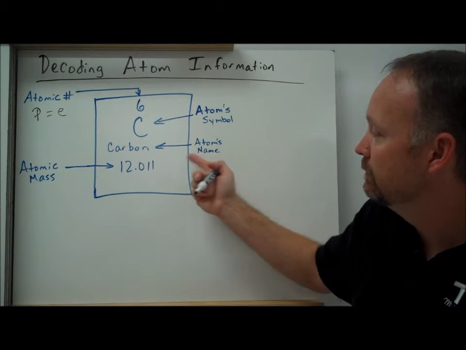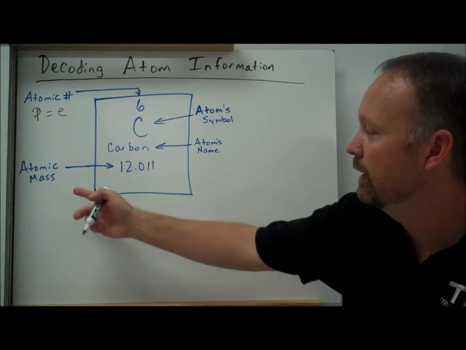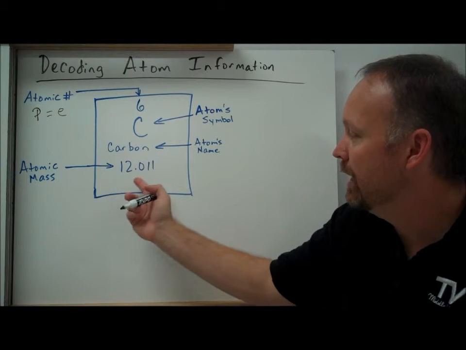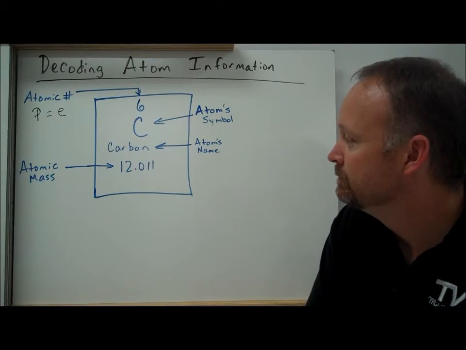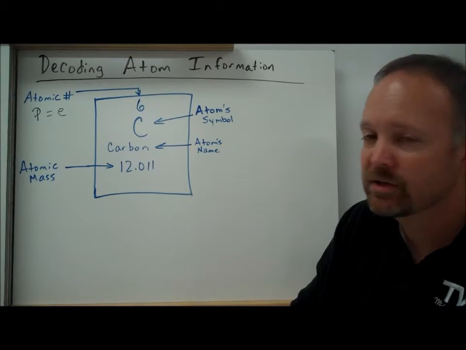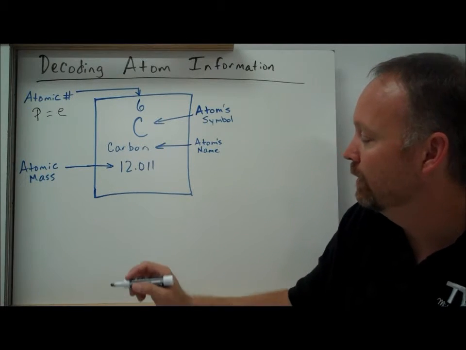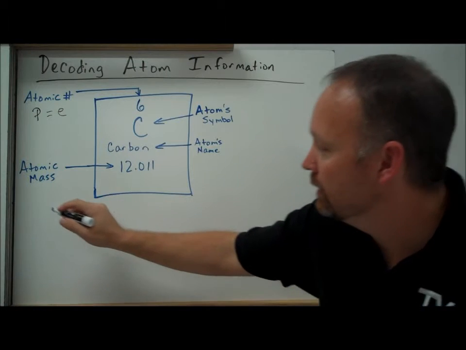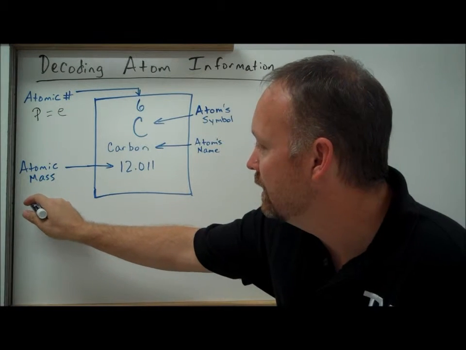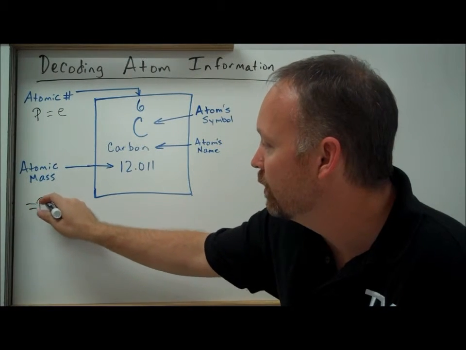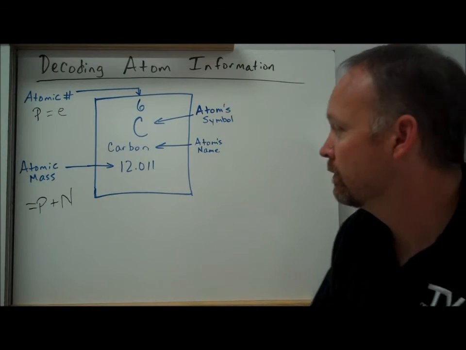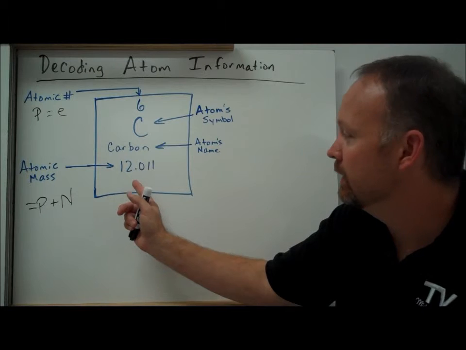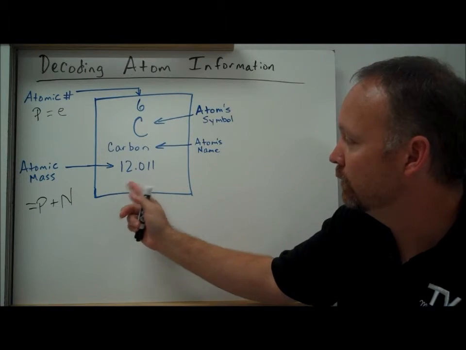You have the name of the atom, which is carbon, and you have the atomic mass. The atomic mass is 12.011 for carbon. And so that means it's going to have an average mass of about 12. We usually round that when we talk about it. So the atomic mass is going to equal the number of protons plus the number of neutrons. So our atomic mass is 12 here, 12.011.